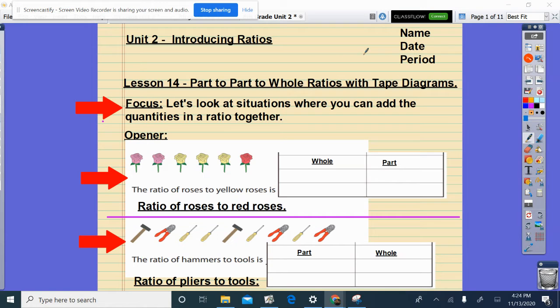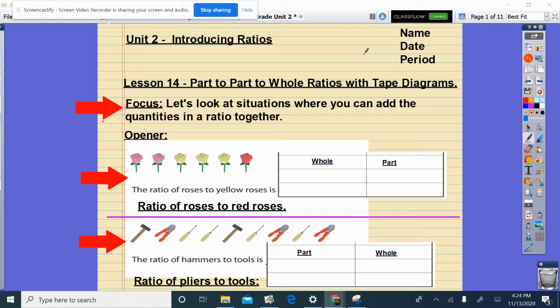Well, good afternoon. This is Mr. Farrell. This is the lesson video for lesson 14, week 10, daily lesson number 2. And our focus here, so go ahead and get your workbook out. This lesson is part-to-part whole ratios with tape diagrams.